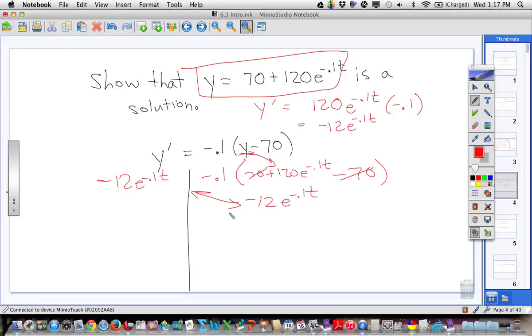Show that this is a solution to the differential equation. We plugged it in for y. We plugged the derivative in for y prime. We showed that the two sides were equal. Okay? So if you see some of that, that's just old differential equations.